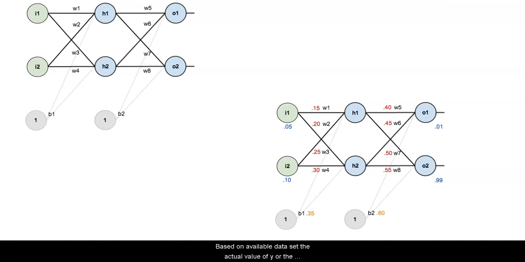So based on our labeled data set, the actual value of y or the target value of y is 0.01 for your output neuron O1 and 0.99 for your output neuron O2. So during the forward propagation, what we are trying to do is find out the predicted value of y based on these weights that we have initialized, and how close it comes to my actual value of y. So let's get started with it.